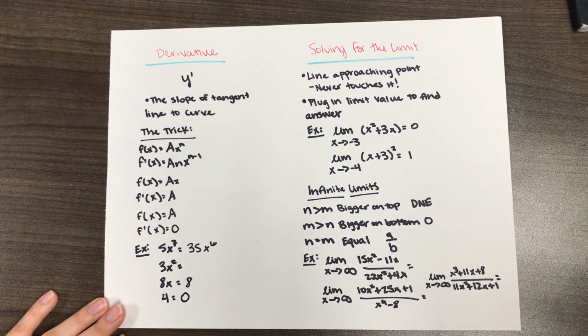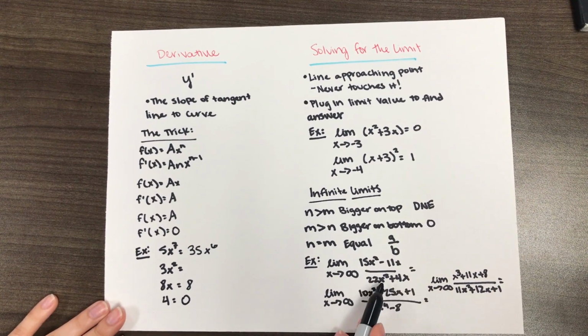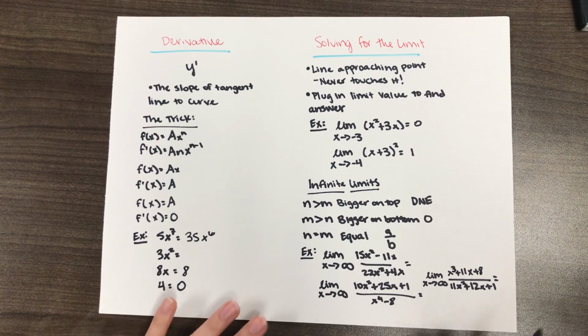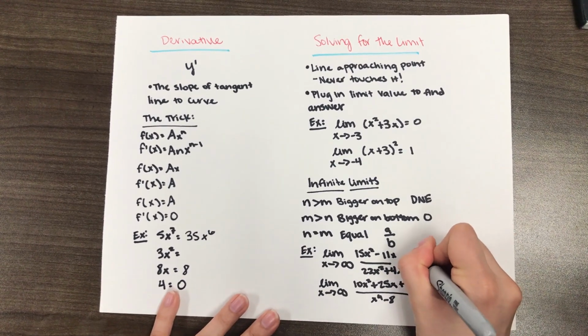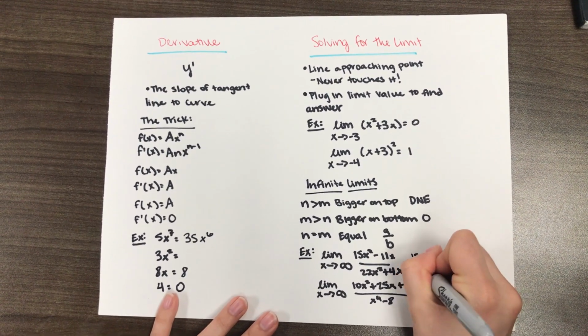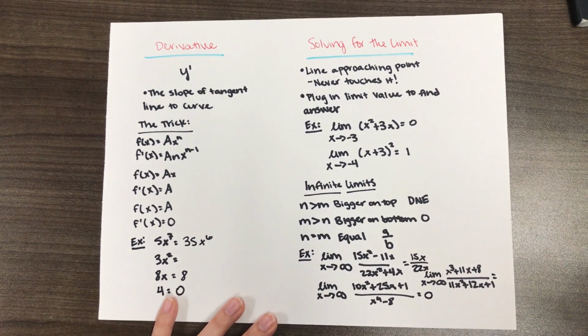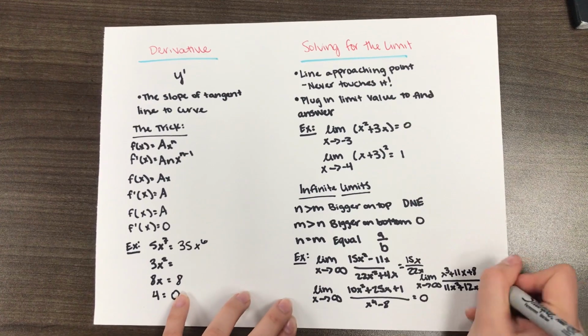And so here you can see that our biggest exponents are 2. So 2 and 2, and they are equal. And so it is going to be 15x over 22x. Here we see that it is bigger on the bottom, and so our answer is going to be 0. And here we see it's bigger on top, and so it will be DNE.